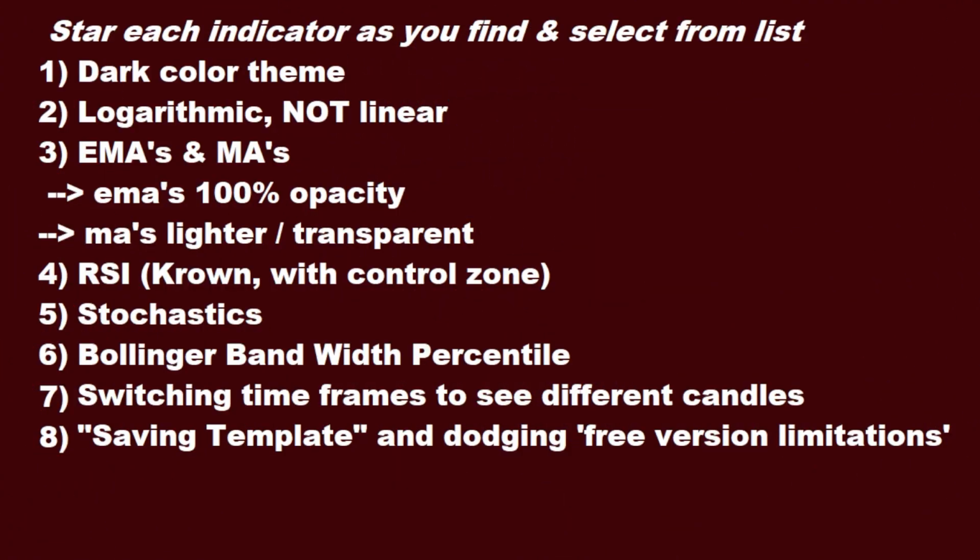Next, I'm going to jump into saving template and how to get around the limitation of having 3 indicators only for the free version. So essentially you can have 9 and 12 different indicators, but on one screen at any time, you only have 3. But in order to see the other ones, you just click one button and it automatically pulls different ones up. So I'm going to show you how to do this real quick.